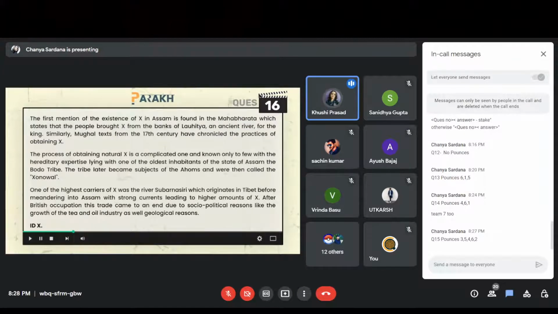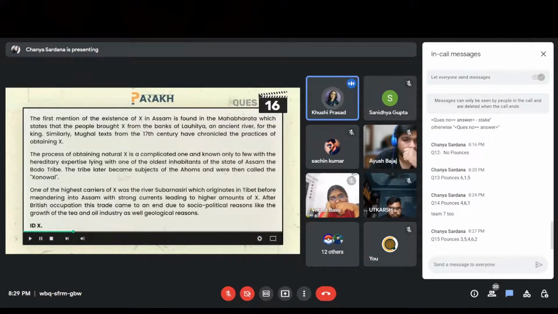One of the highest carriers of X was the river Subarnashri, which originates in Tibet before meandering into Assam with strong currents leading to higher amounts of X. After British occupation, this trade came to an end due to socio-political reasons like the growth of the tea and oil industry as well as geological reasons. Identify X. Direct for Team 8.